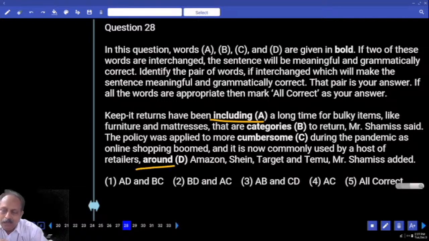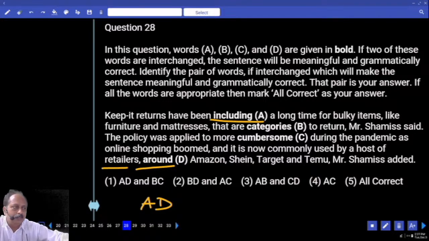Have been around a long time. Usually we say they have been around for quite some time, for a long time. That means you can touch the word around. But let us see. Including by a host of retailers, including Amazon and all these. So AD can be considered or not considered. Now check BC. Furniture and mattresses that are cumbersome to return. Imagine mattress. What is the Telugu word for mattress? Parupu. Easy to send back or difficult to send back? Sending back a mattress is not easy.